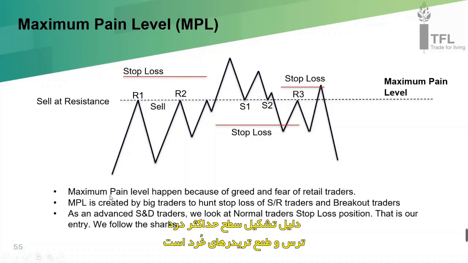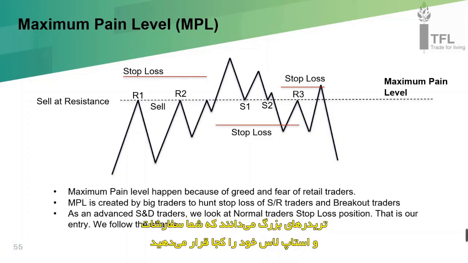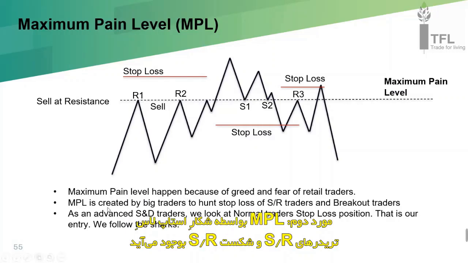First, the maximum pain level happens because of the greed and the fear of retail traders. If you remember, in the first episode I already told you the big bank is the shark. You guys out there are just the sardine fish, the small fish. So it happens because of your greed and your fear. The big traders know where you place your stop loss and your pending orders. So the maximum pain level is created by the big traders to hunt the stop loss of S&R traders and breakout traders.